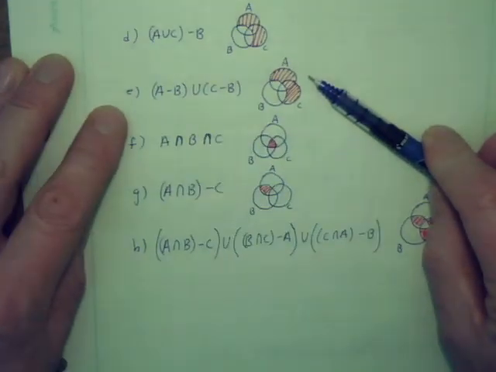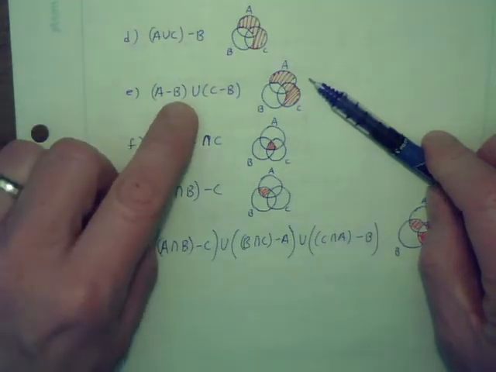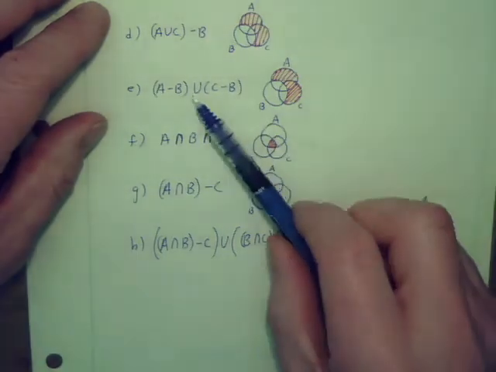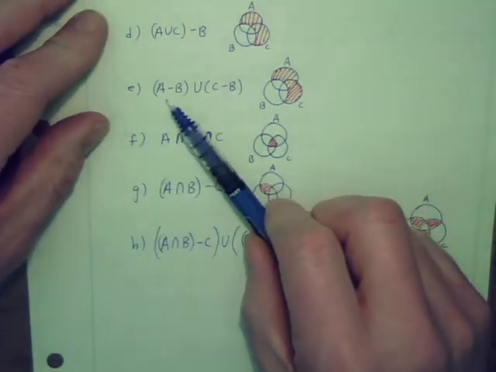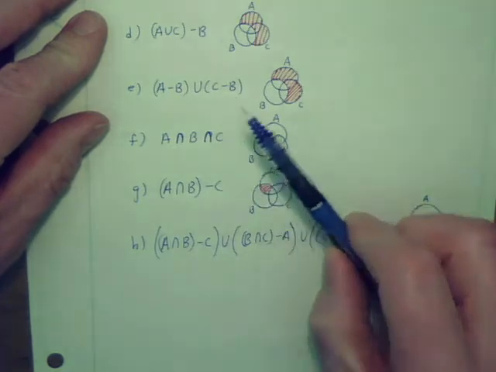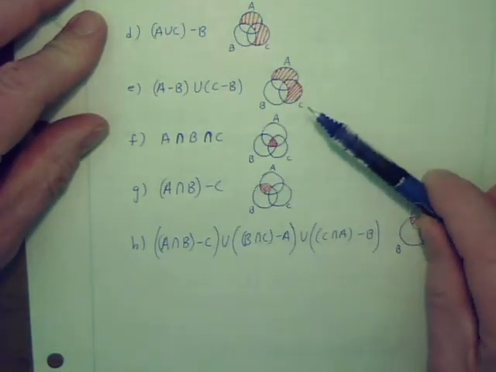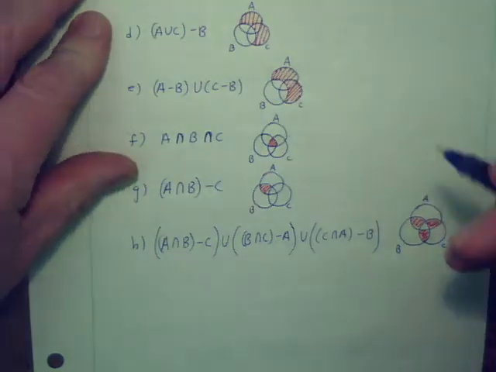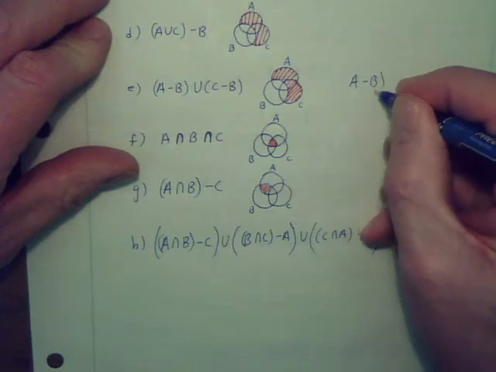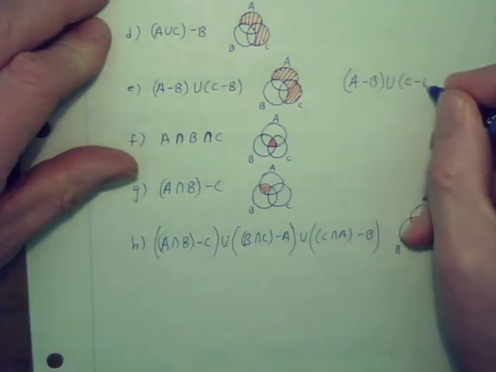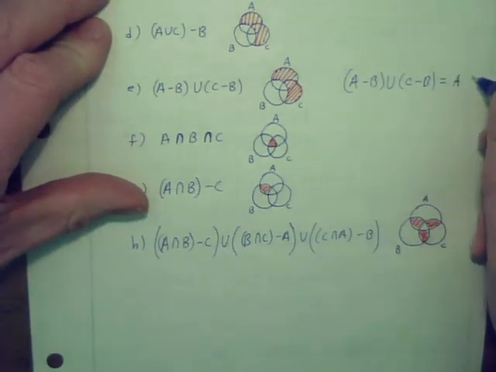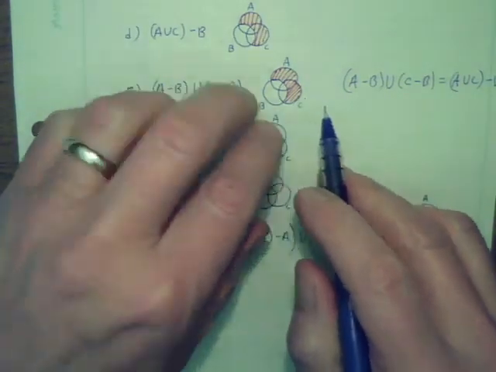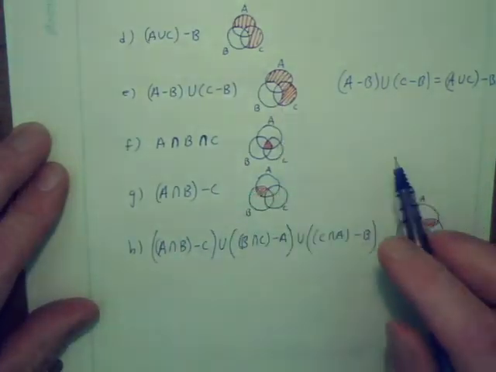This one, part E, it says A minus B union C minus B. Okay, so with a union, you can just shade in the left side and then shade in the right side. Here's A minus B. Here's C minus B. So it's the union minus B. As a matter of fact, we can prove A minus B union C minus B is equal to A union C minus B. And that's exactly what we've got here. We've got A union C, and we cut out the part where B overlaps it.